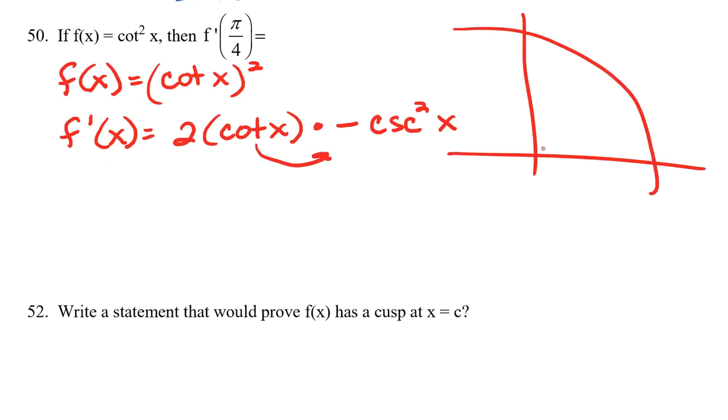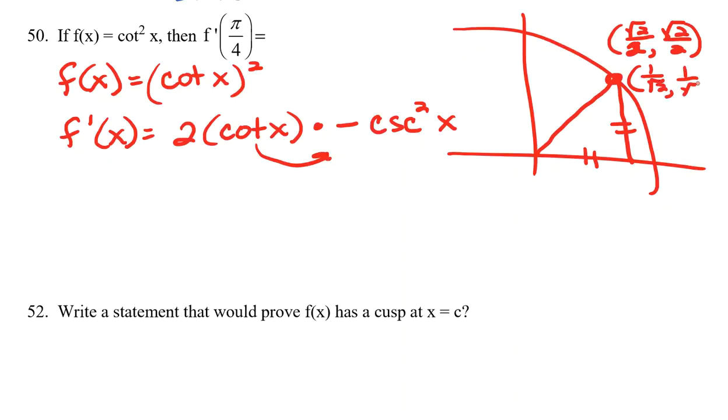And yes, sadly, you are expected to remember your unit circle. So at pi over 4, I think too many students are hooked on this rationalized version, radical 2 over 2. Perfectly fine, but remember where that came from. That's 1 over the square root of 2.